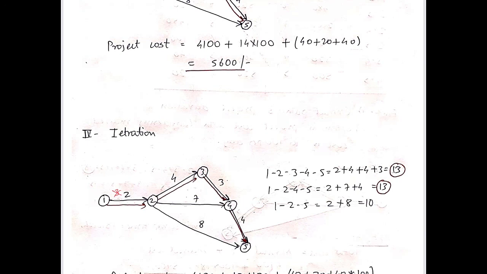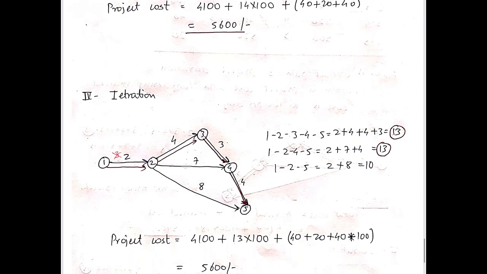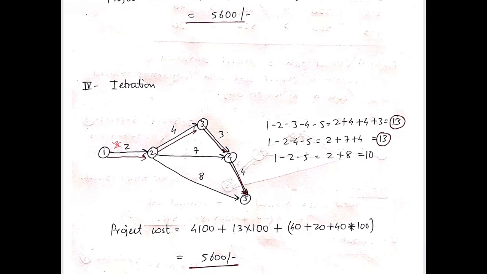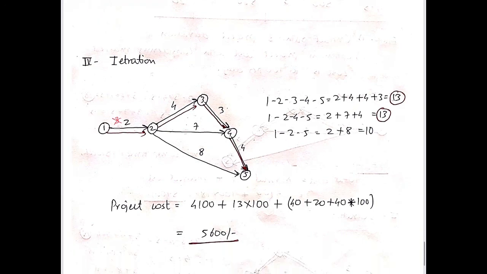Now we'll check whether the critical path is maintained or not. As you can see over here, I have calculated that the critical path is maintained. We have two critical paths only, with 13 weeks each. So the project duration now is 13 weeks, while the project cost is what? Normal cost plus indirect cost, that is 13 into 100, plus the crash cost of each activity. This 40, 20 and 40 is similar to the previous, plus we just have to add the crashing of activity 1-2, that is 1 into 100, and again we are getting the project cost equal to 5600.